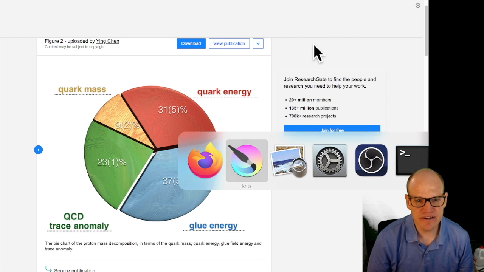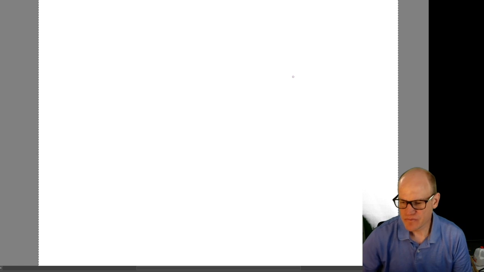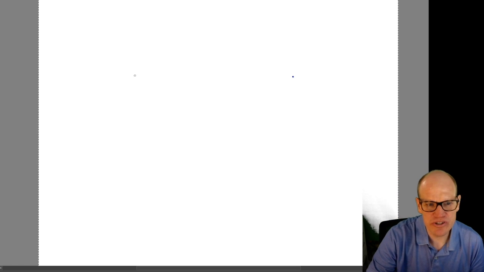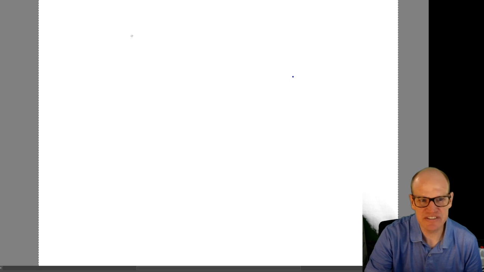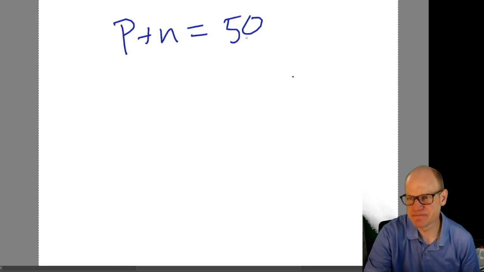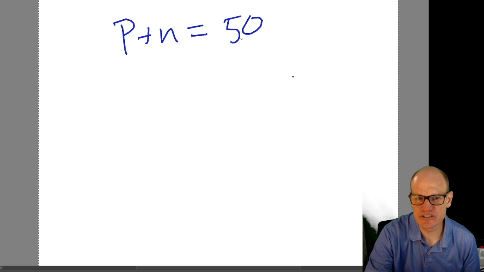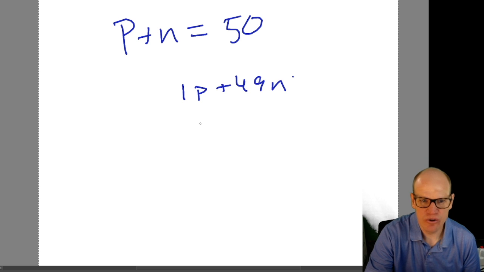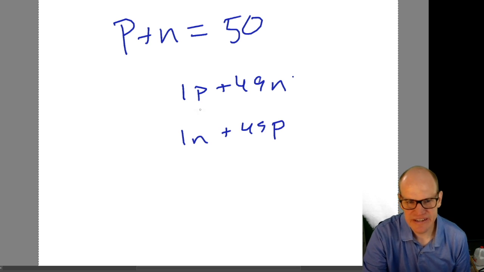If you have too many of a type of particle, let me put it this way. There's going to be some optimum mixture of protons and neutrons. Let's say that you want a total number of protons and neutrons to be 50. This could mean you have 1 proton and 49 neutrons, or it could mean the opposite, 1 neutron and 49 protons, or even 50 neutrons and no protons, and everywhere in between.